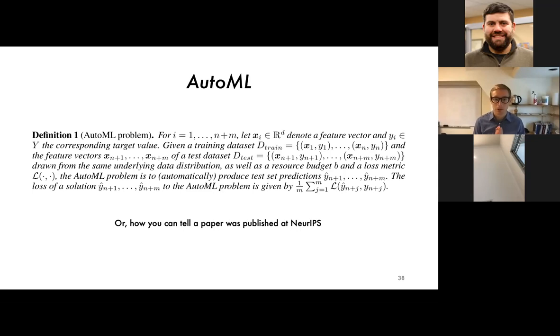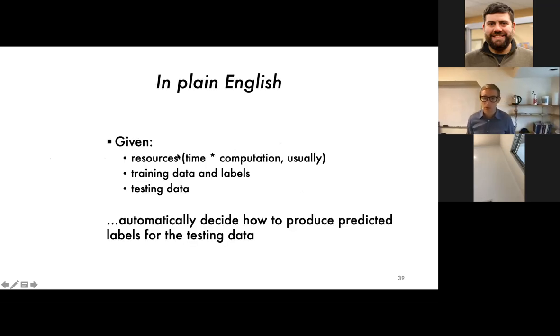So from one of the original AutoML papers, they defined the problem as looking for every possible training data that you get that consists of some features and labels, and testing data drawn from the same data distribution, and we have some resource budget, some computational budget we're willing to spend. The goal is to automatically produce the predictions without being given the classifier and the hyperparameters. So this is just a very mathy way to describe the problem, which is in plain English, just given some resources, some training data and labels, and some testing data, we would like to automatically decide how to produce predicted labels for this testing data.